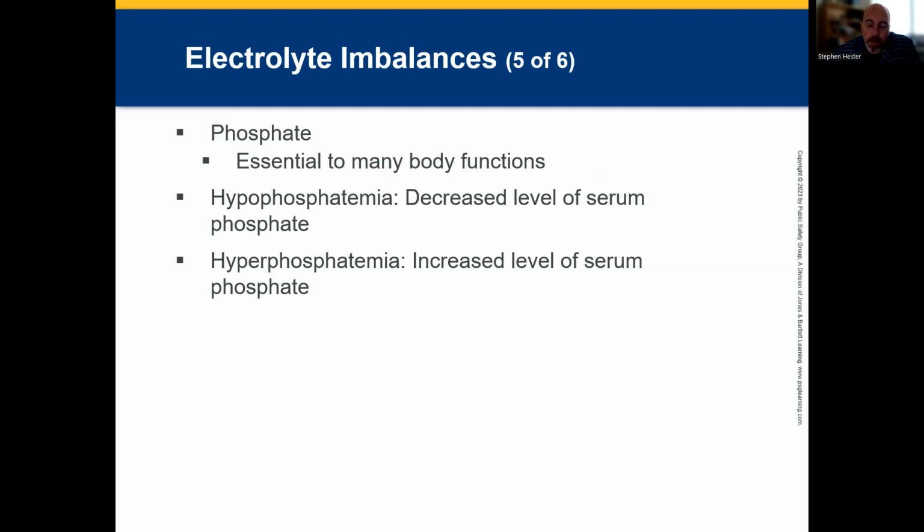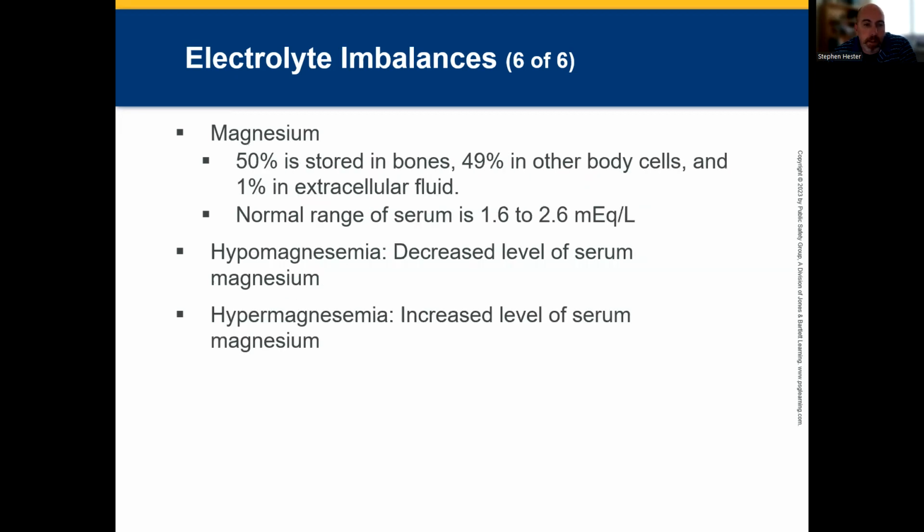So hyperphosphatemia, increased level of serum phosphate, is a massive load of phosphate into the extracellular fluid, or decreased excretion into the urine. Magnesium is 50% stored in the bones, 49% in other cells, and 1% in the extracellular fluid. So same thing, normal levels are 1.6 to 2.6.